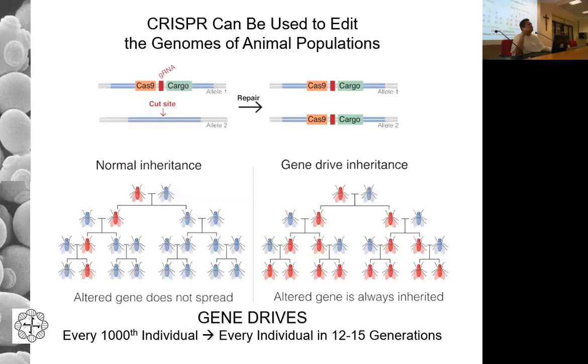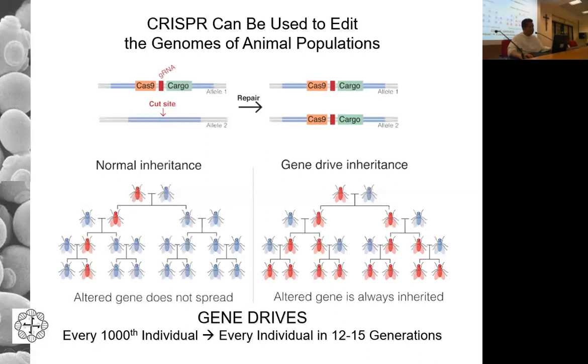In normal inheritance, when one red fly mates with another fly, blue, there is a 50% chance that the children will receive the red gene. Using CRISPR, what we can do is convert, so this is the red gene. Once the red gene is present with the blue gene, the red gene will change the blue gene into red, so that even though you only inherited one red gene, all of your genes become red. And so all of the genes are eventually replaced by the CRISPR gene.